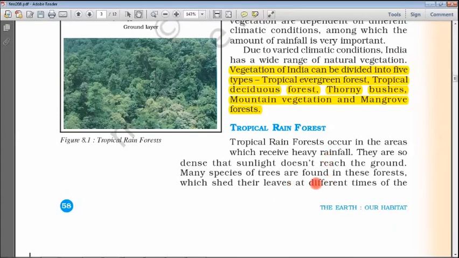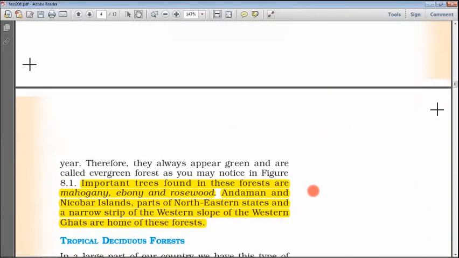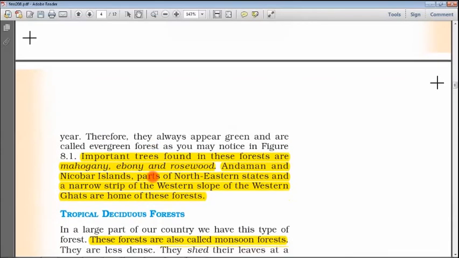Many species are there in these forests. Different trees shed their leaves at different times of the year, so these forests are always green. That's the reason these are also known as evergreen forests. The important trees found in these forests are mahogany, ebony, and rosewood. Remember these names: ebony, rosewood, and mahogany are important trees found in these evergreen forests.